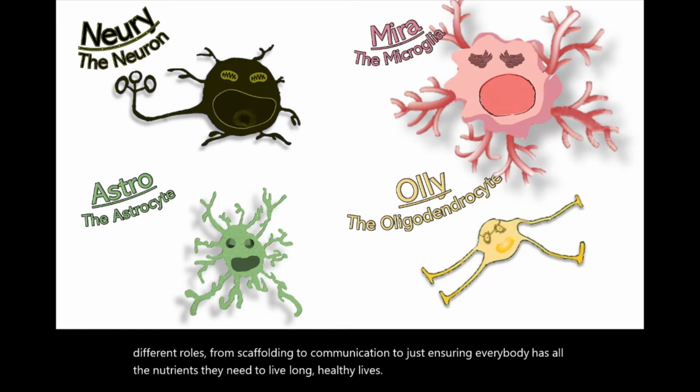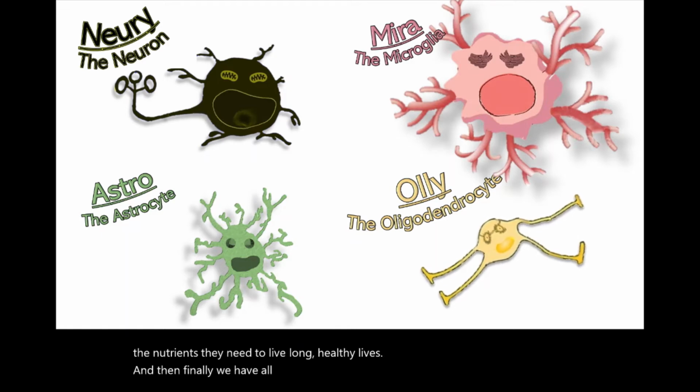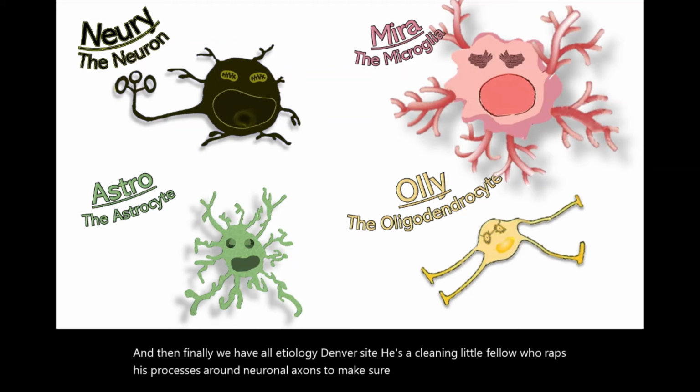And then finally we have Ollie the oligodendrocyte. He's a clingy little fellow who wraps his processes around neuronal axons to make sure that they can send their messages across, and so that the brain has all that it needs to relay all the important messages to all the different parts of the body.